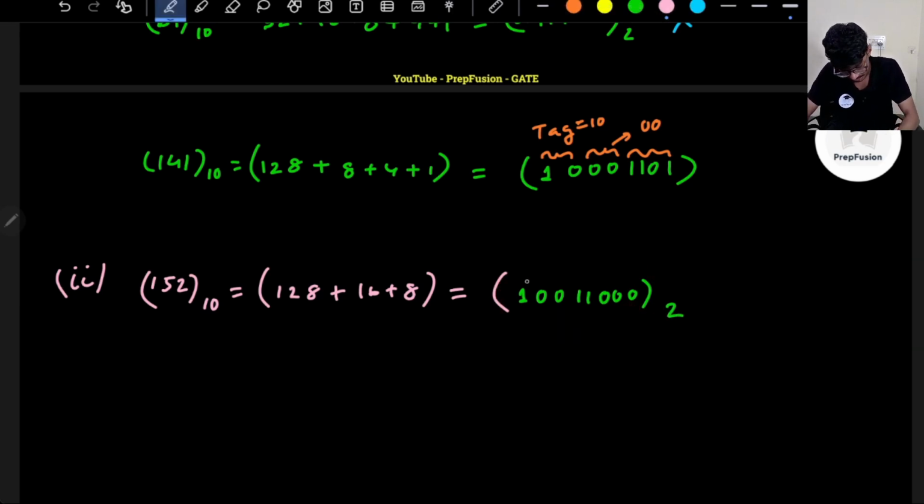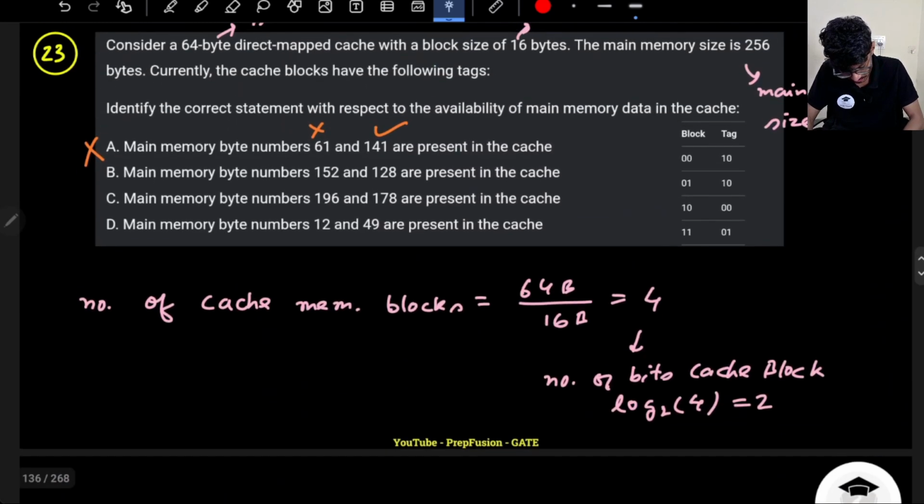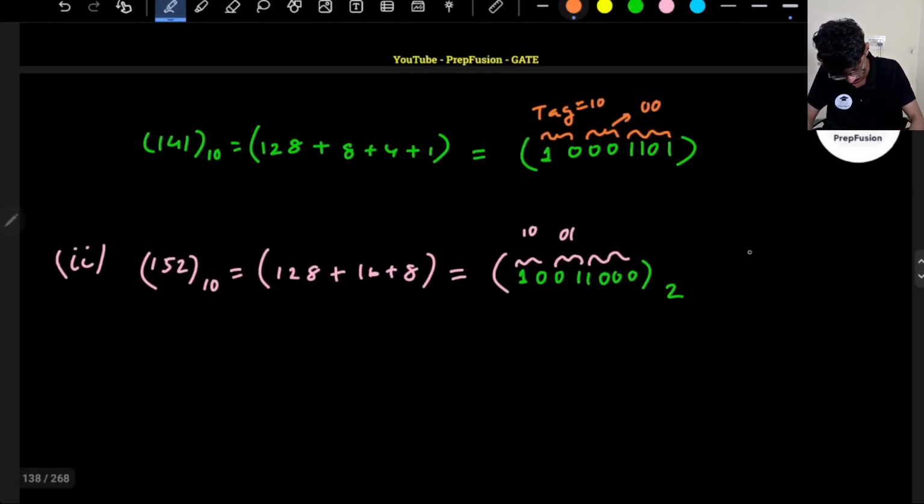So from here, if I see the tag is 10, the cache block number is 01, and the byte offset is 100. So here the cache block number is 01 and the tag number is 10. So if I go to cache block 01, is it 10? Yes, it is 10. So it is a match. So if it's a match, 152 actually exists in the cache memory.